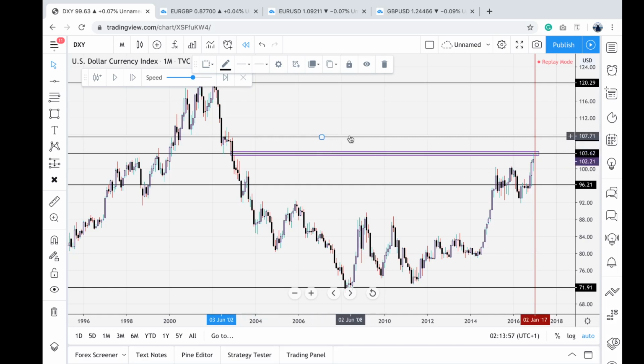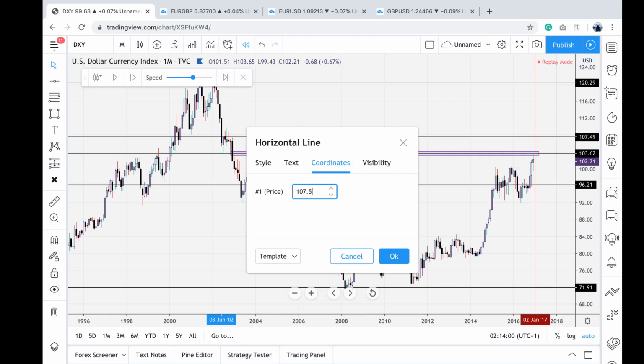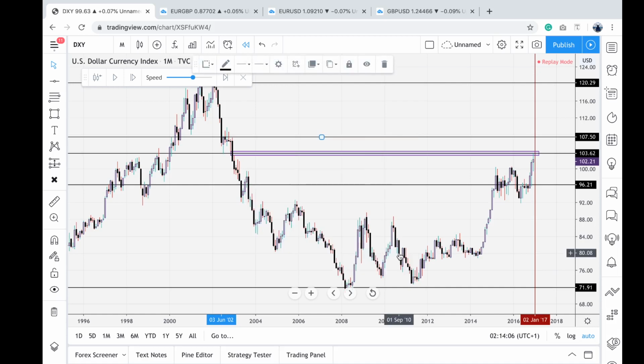All right, so 107.15. Now, if you're dealing with a higher time frame, make sure you take note of this. You always want to round up to the nearest round figure, the nearest institutional price number. That is the 50s, the 5s, the 0s. You always want to round up to the nearest institutional figure, especially if you're dealing with monthly, weekly, or daily. If you're dealing with smaller time frames, you don't necessarily need to do this, but if you're dealing with a higher time frame, you always want to round up to the 5s or the 0s.